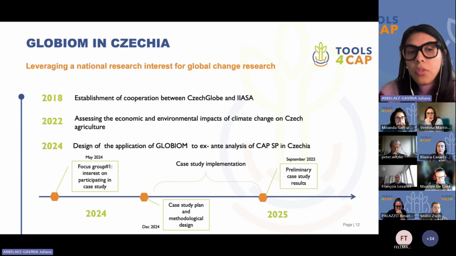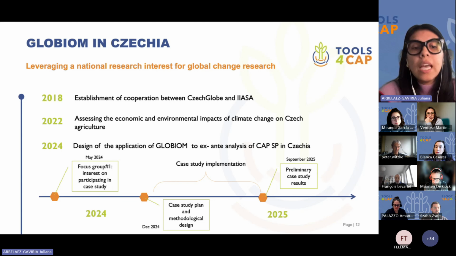And then we thought that it would be a great opportunity to showcase what we have been doing in the Czech Republic as part of the Tools4CAP project, and focusing on understanding a bit more how the CAP strategic plan assessment can be done in Czechia. So that's basically the objective of this case study within the Tools4CAP project.